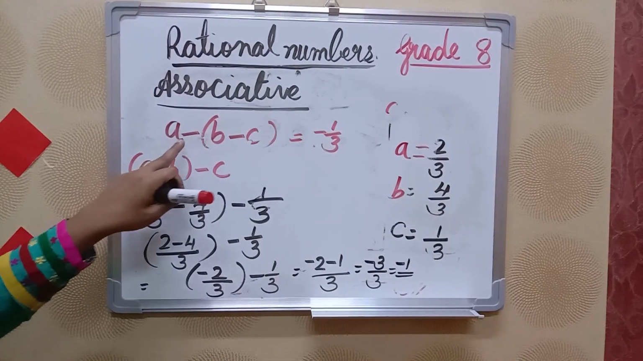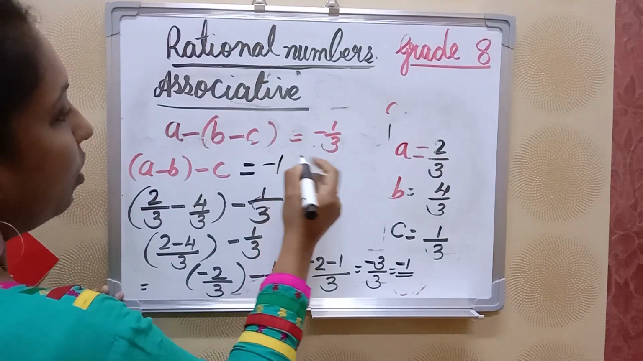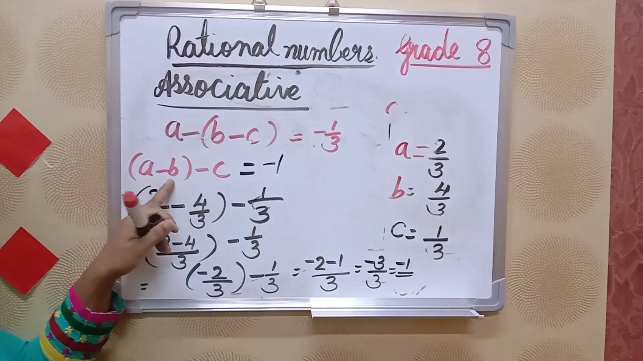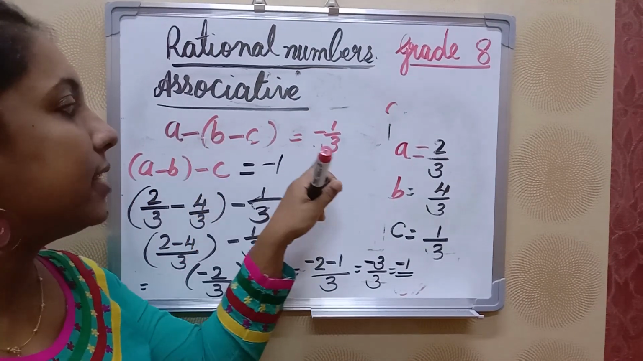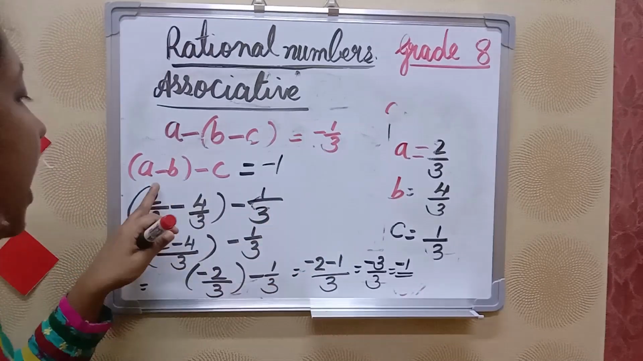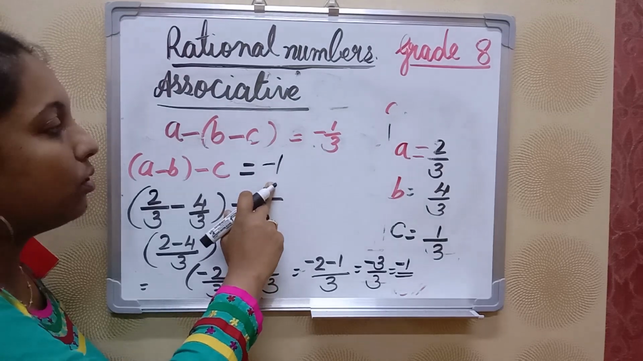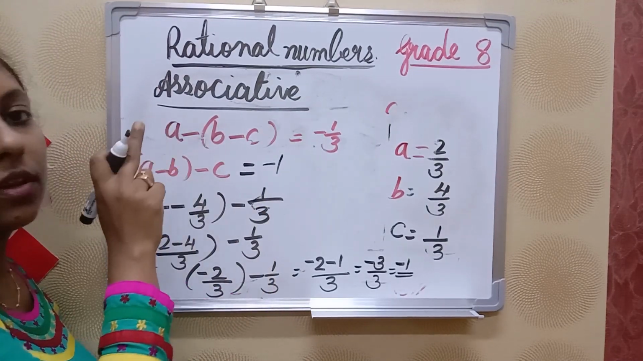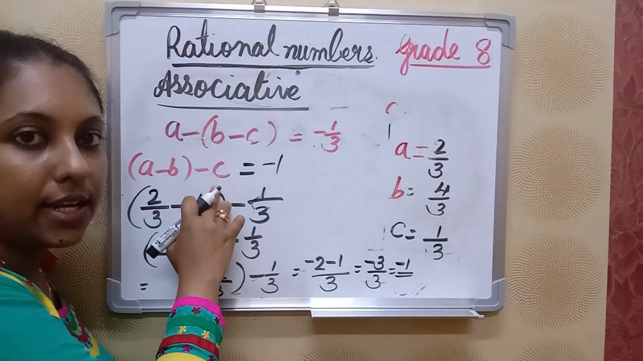That means a - (b - c) is not equal to (a - b) - c, because a - (b - c) is minus 1 by 3 and (a - b) - c is minus 1. So we can say rational numbers are not associative under subtraction.